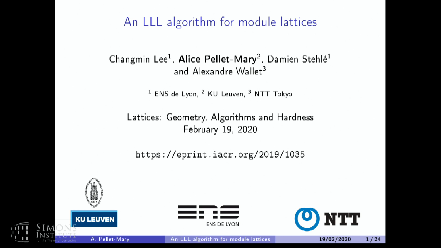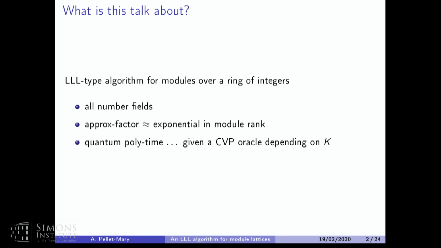So the purpose of this talk is going to describe an algorithm. The main objective is to try to find short vectors in structured lattices, in module lattices. What I want to show you is an LLL-type algorithm that works for modules in any number field, where the approximation factor we get for the shortest vector is roughly exponential in the rank of the module, and the runtime is complicated, but roughly, assuming we have an oracle, it will be quantum polynomial. So let me go through the definition of everything.